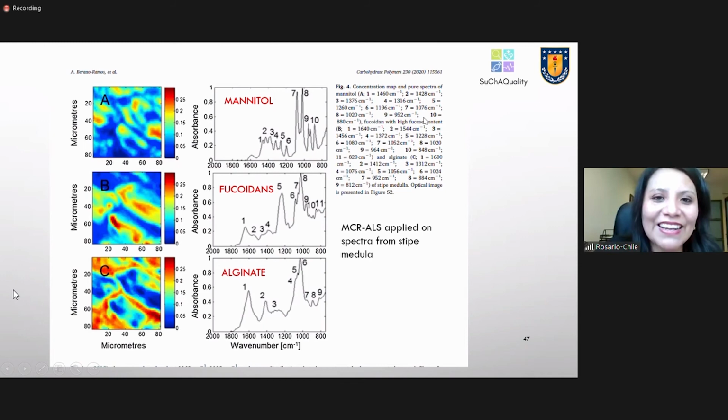And after an analysis of each spectrum obtained mathematically, I can conclude that this is mannitol, this is fucoidans, this is alginate, okay? So this interpretation is not easy because you need each band and then compare, and so on. But it's possible.